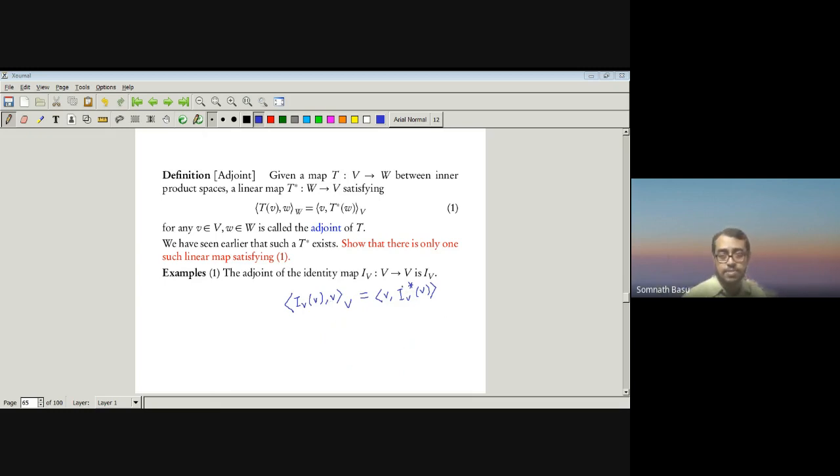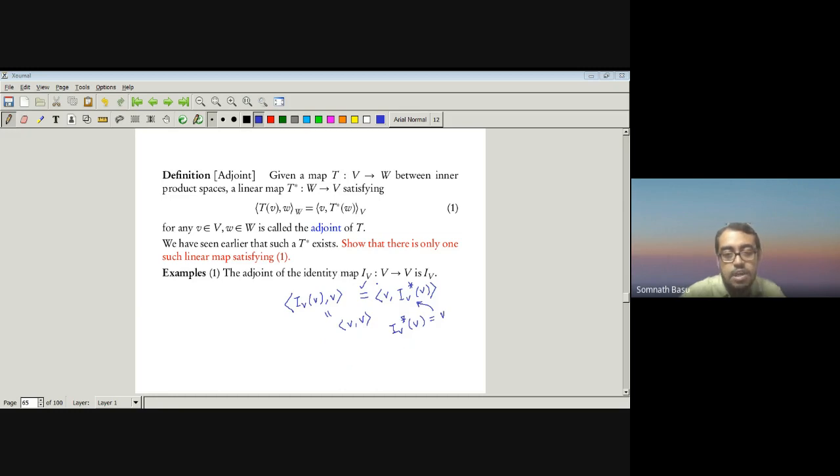So we want a map here, so that map acting on V dotted with V is, what is this quantity? This quantity is the inner product of V with V, right? So what is my guess for I_V star of V? Any obvious guesses? I_V. Yeah, so I_V star of V is V. If I plug this in, of course it works, because V dot V is V dot V. So the adjoint of the identity map is the identity map. There's nothing to check there.